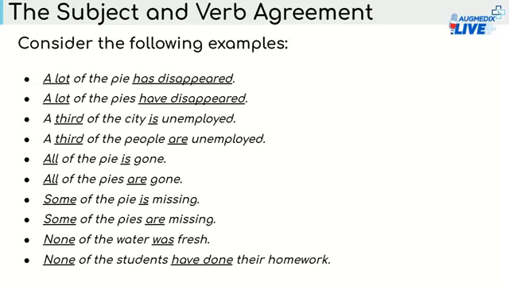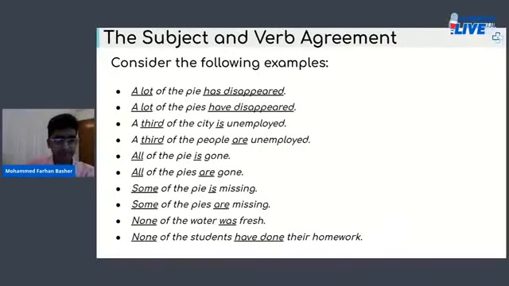Okay, so what do we have here? You see, all these phrases, a lot of, a third of, all of, some of, none of, are these your deciding factors, or do verbs agree with these phrases? No, they don't. They just don't. These are just phrases. Okay, so what do verbs agree with? Verbs agree directly with the nouns here.